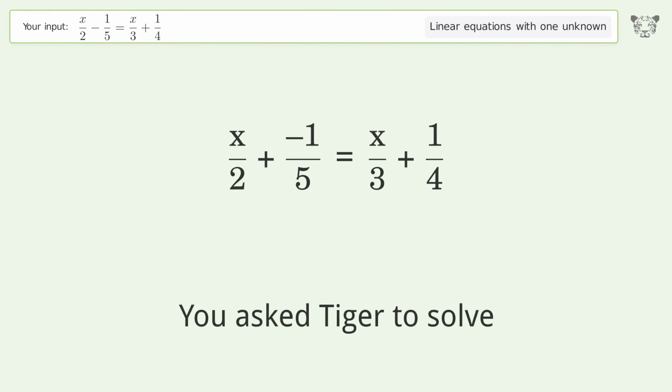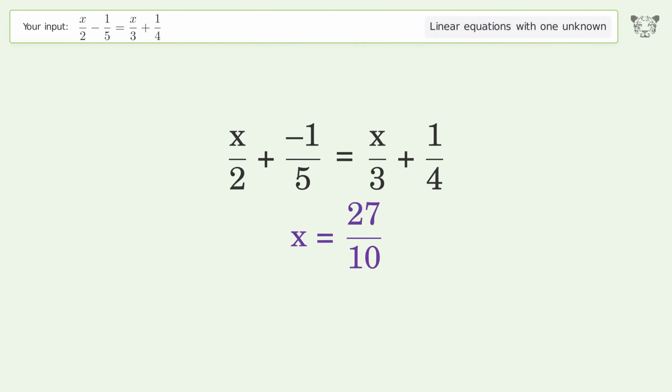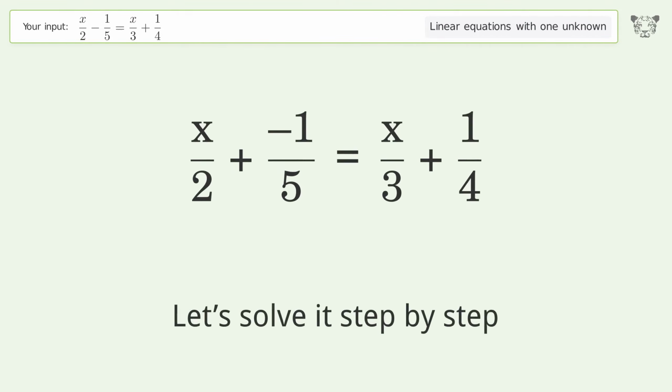You ask Tiger to solve. This deals with linear equations with one unknown. The final result is x equals 27/10. Let's solve it step by step.